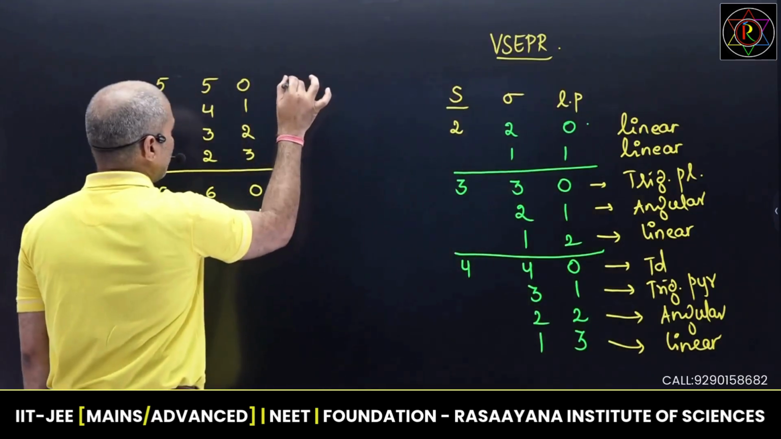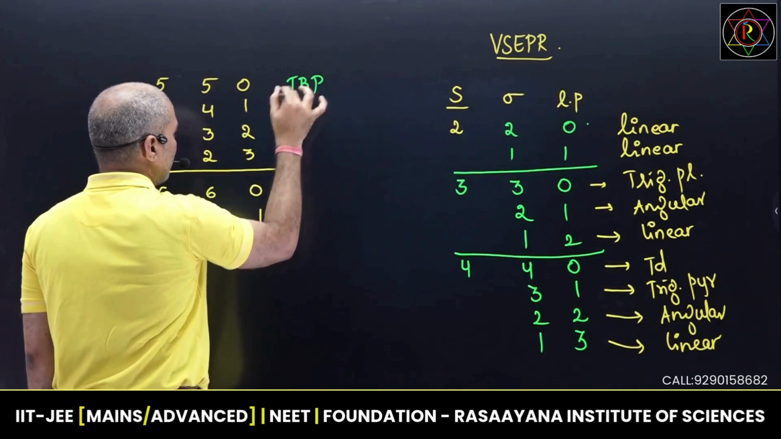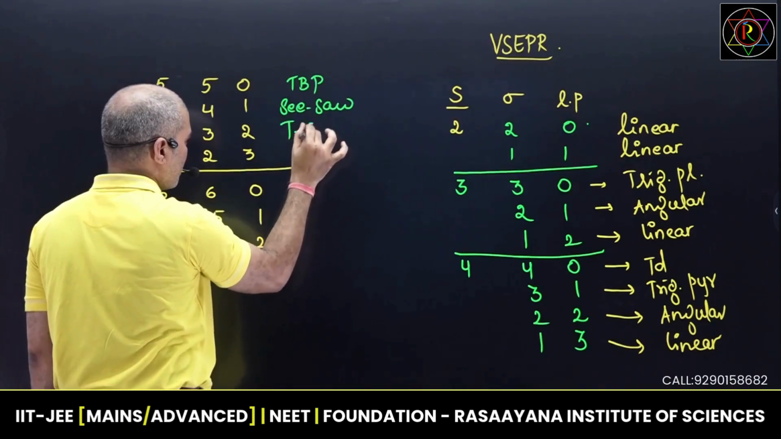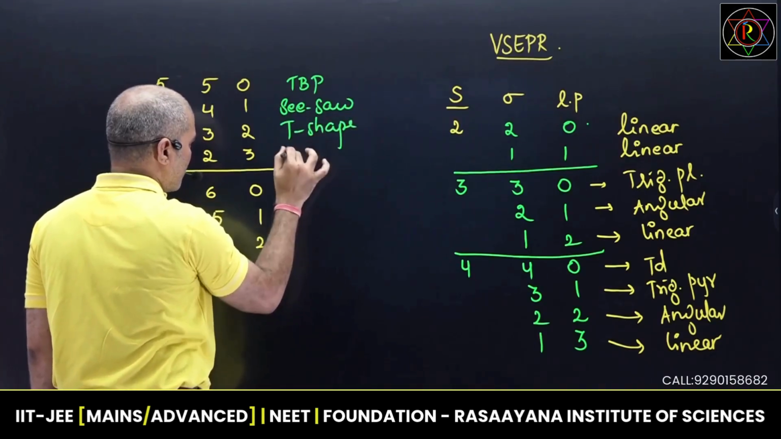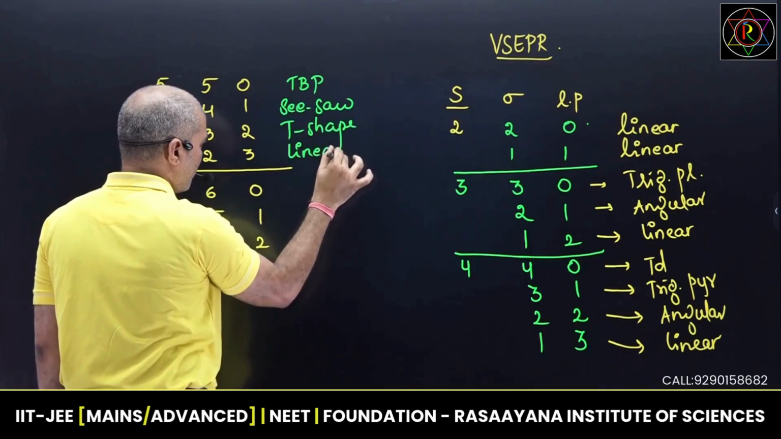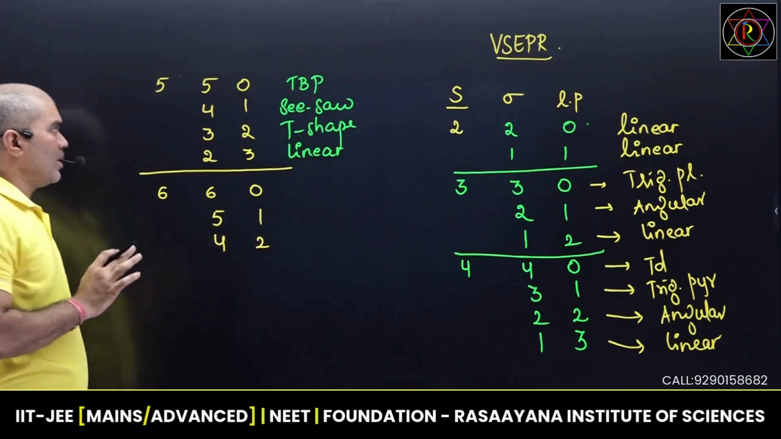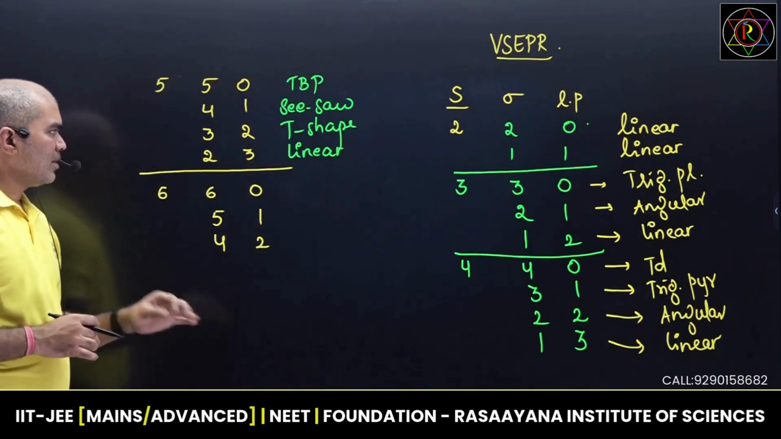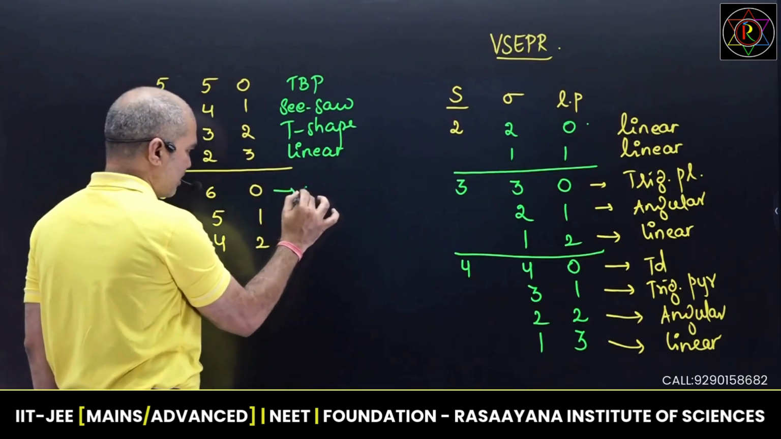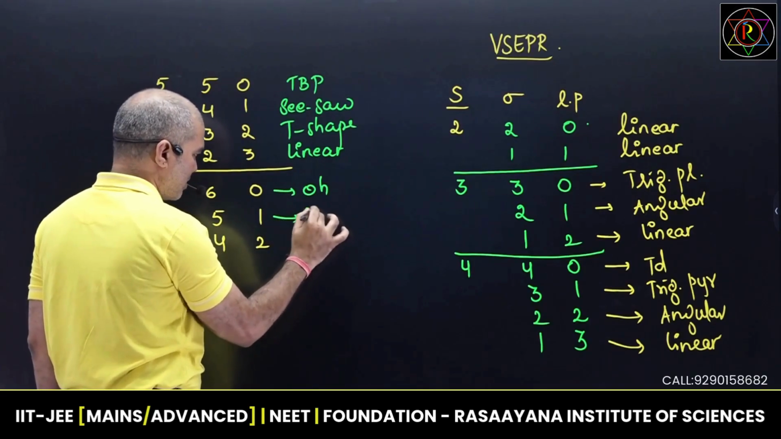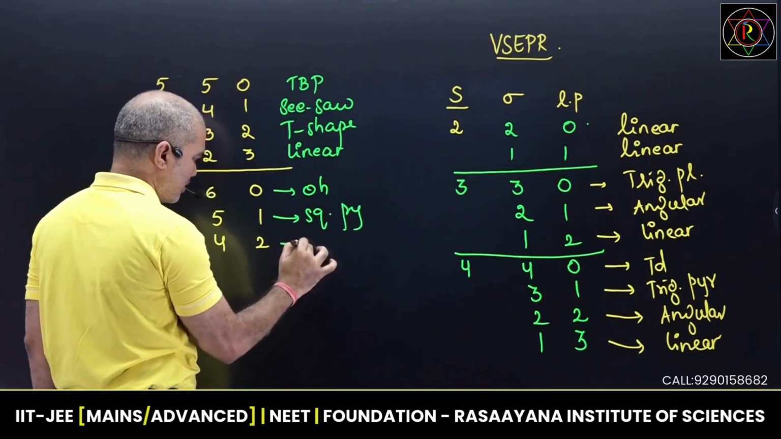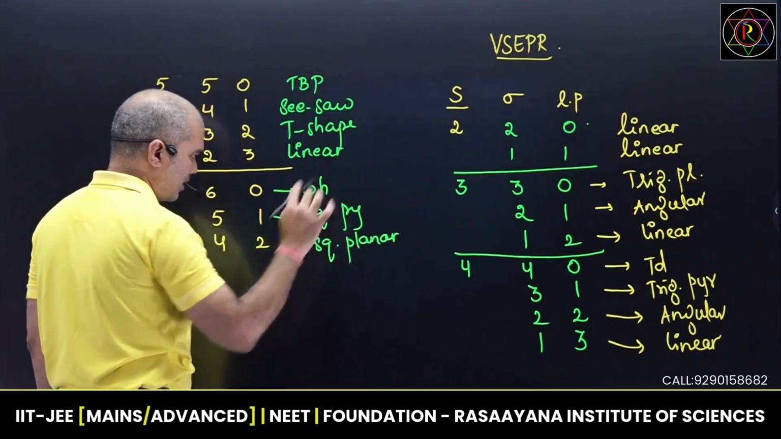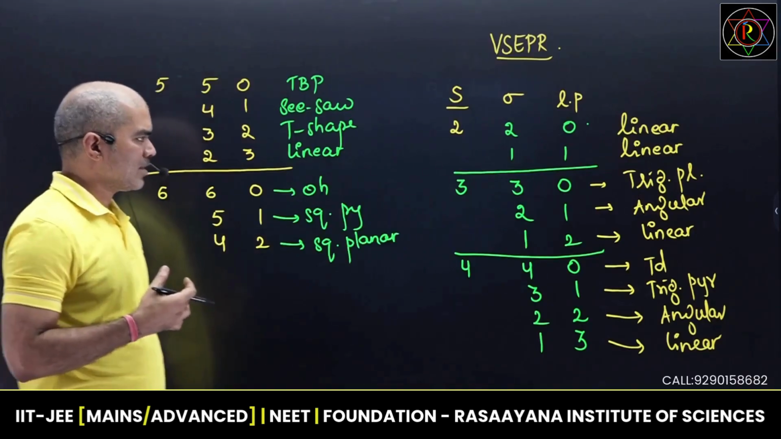For 5-0 the geometry will be TBP. For 4 plus 1 combination it is seesaw. For 3 plus 2 combination it is T-shape. And 2 plus 3 combination it is linear. You have to remember them at your fingertips. 4 plus 1, 3 plus 2, 2 plus 3 combinations. No combination will be repeated. Blindly remember. 6 plus 0, octahedral. 5 plus 1, square pyramid. 4 plus 2, square planar. These are the molecular shapes. So this is what we have done in our last class.